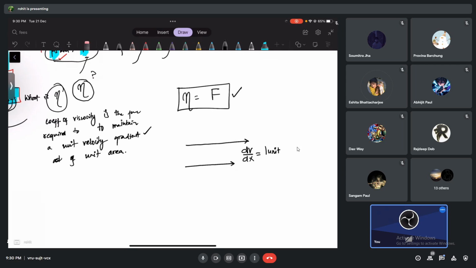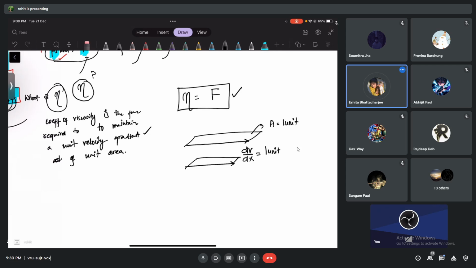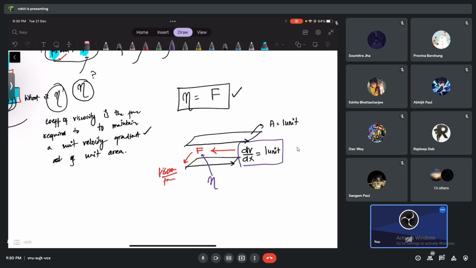Yes, sir. And the area of these two layers that I'm talking about, how much is the area, guys? 1 unit. Do you agree that there's an opposing force? Yes. This opposing force is nothing but what force? Viscous force. Now you think and tell me, do you agree that under this condition your eta will be F, right? Check. Your velocity gradient is 1 unit, and your area is also 1 unit.